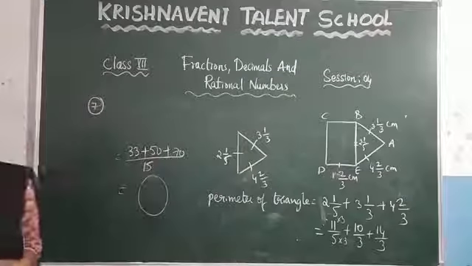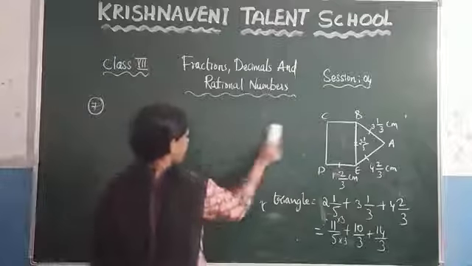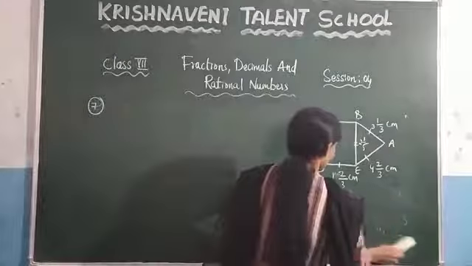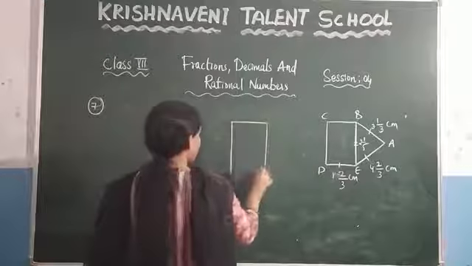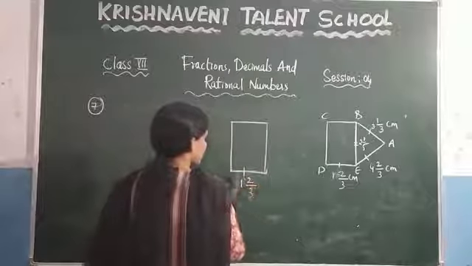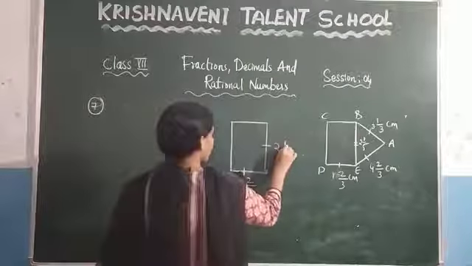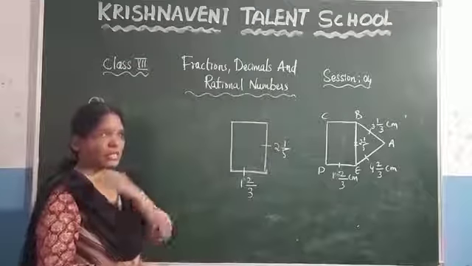Now how do you check for the perimeter of the rectangle? So in the rectangle, let us draw the rectangle here. This is the rectangle they have given, and they have given the breadth as 1 2 by 3, and the length they have given as 1 2 by 5. And you need to find the perimeter of the rectangle.